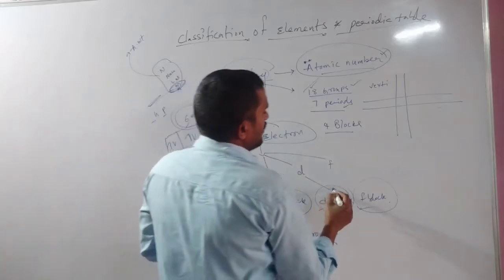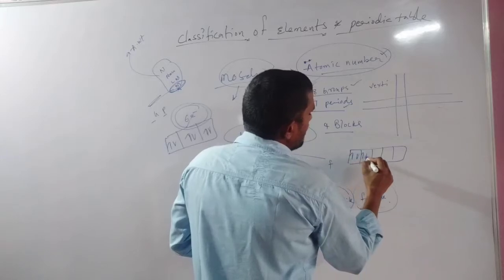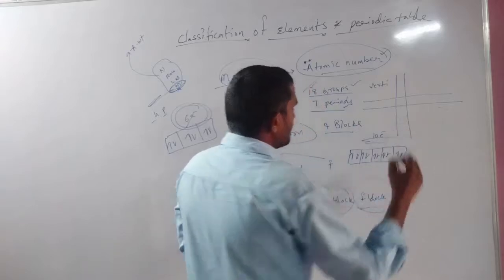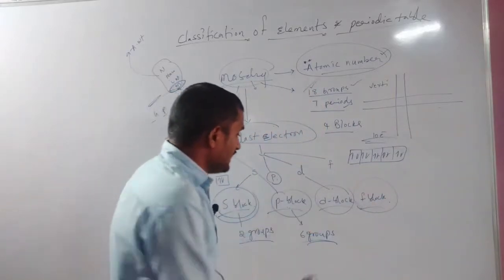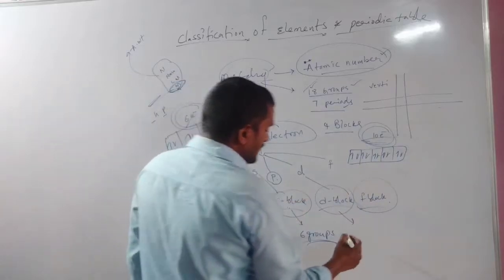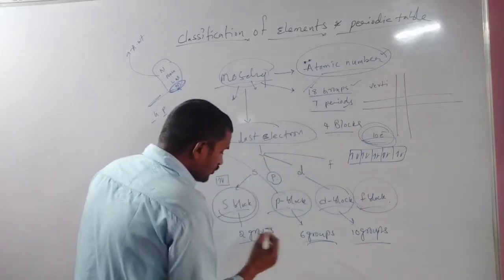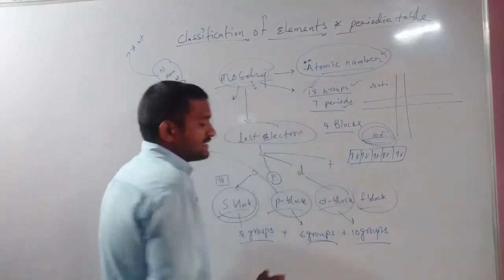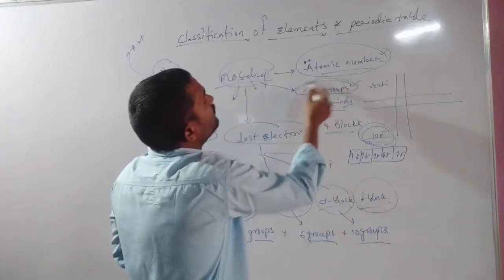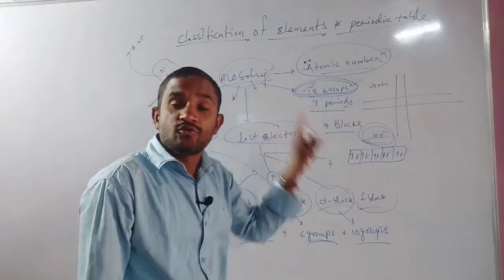In the D orbital, we can fill only 10 electrons maximum. Like that, 10 electrons we can fill in this D block. That's why you have to try to remember like this. In the D block, how many groups are there? 10 groups are there. 2 groups plus 6 groups plus 10 groups. 2 plus 6, 8. 8 plus 10, total 18 groups are there. Yes, it was classified into 18 groups in 4 blocks.